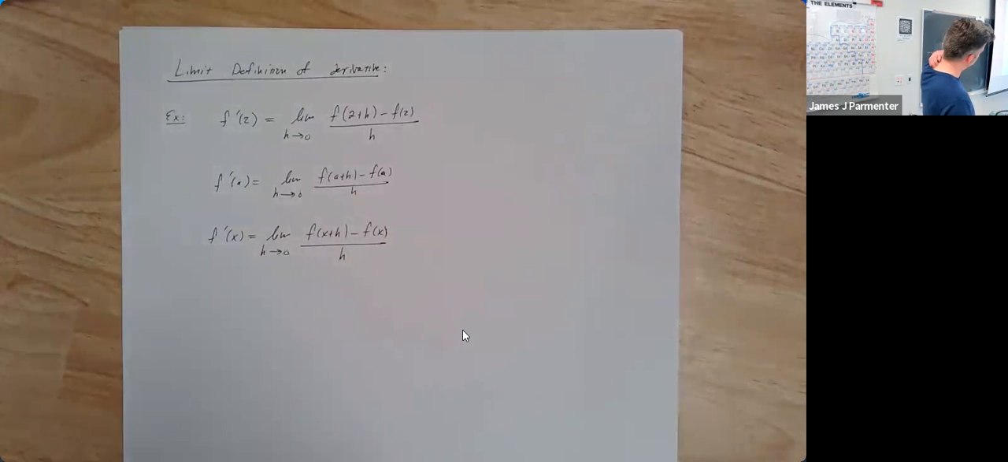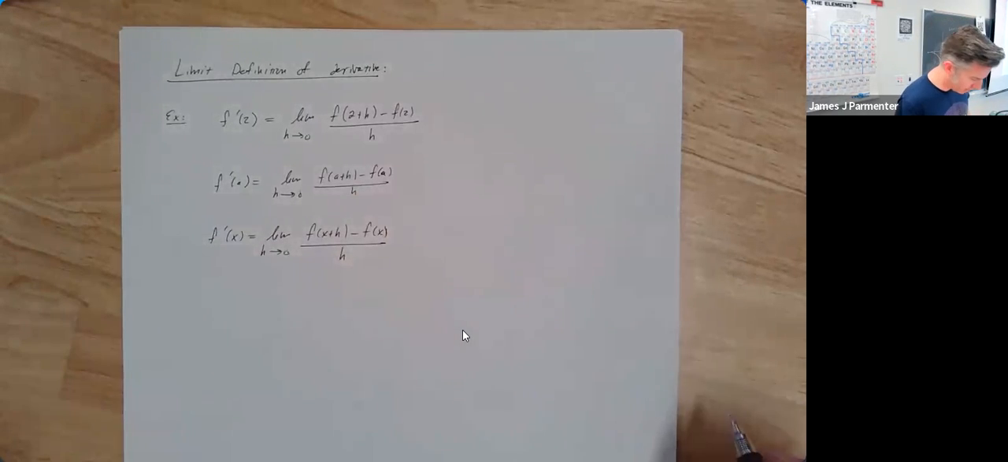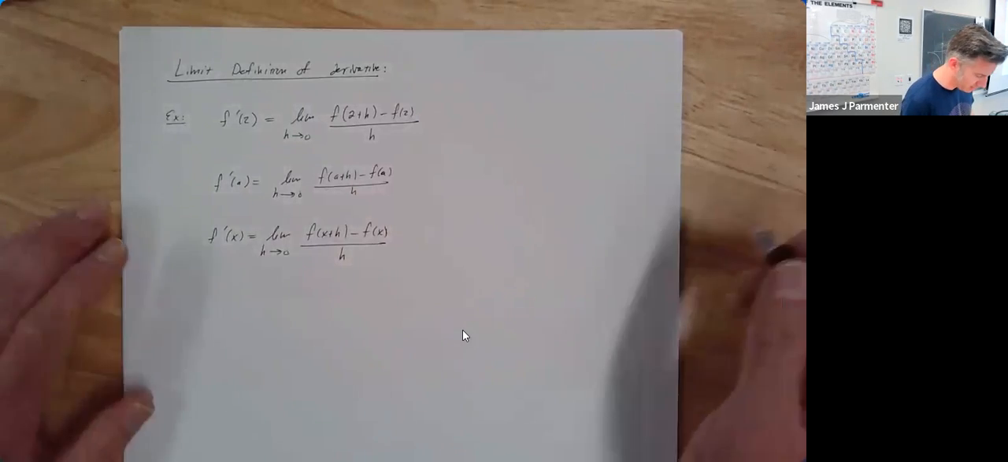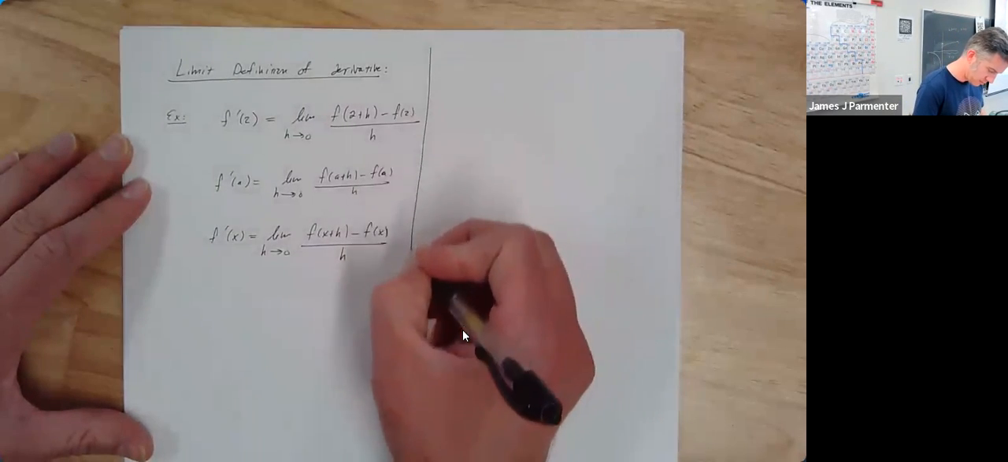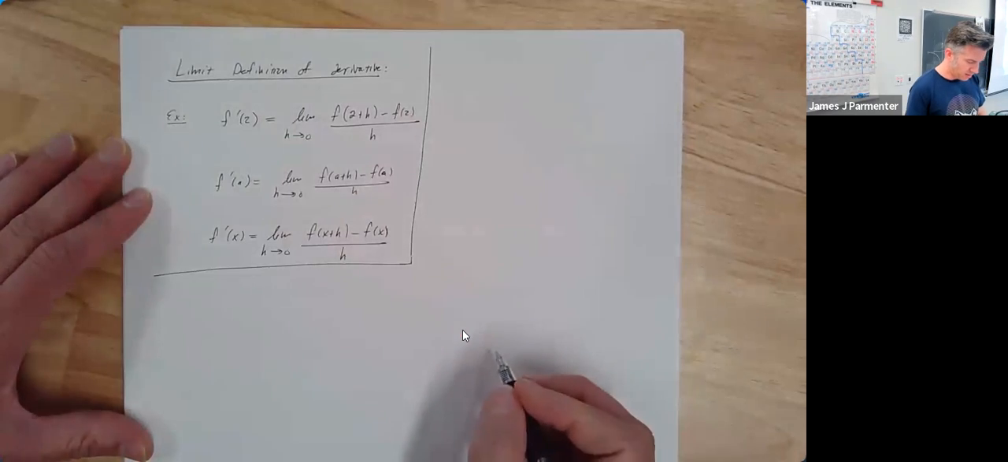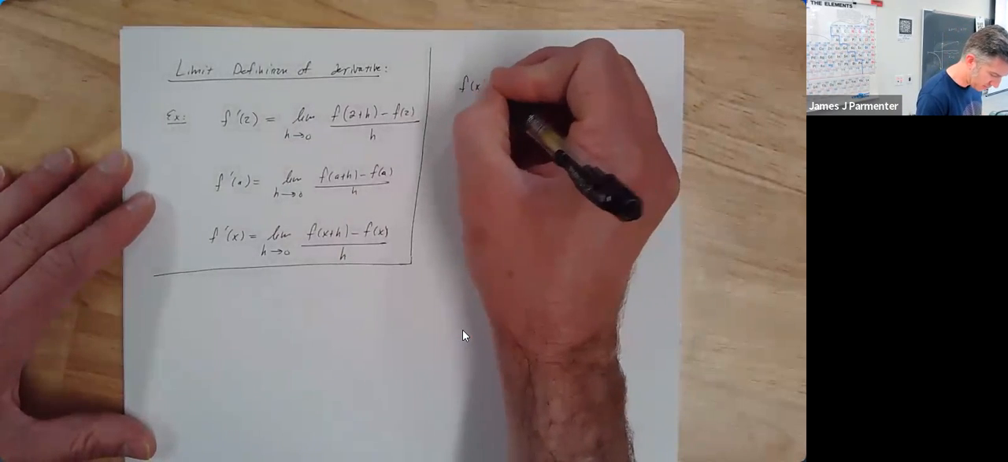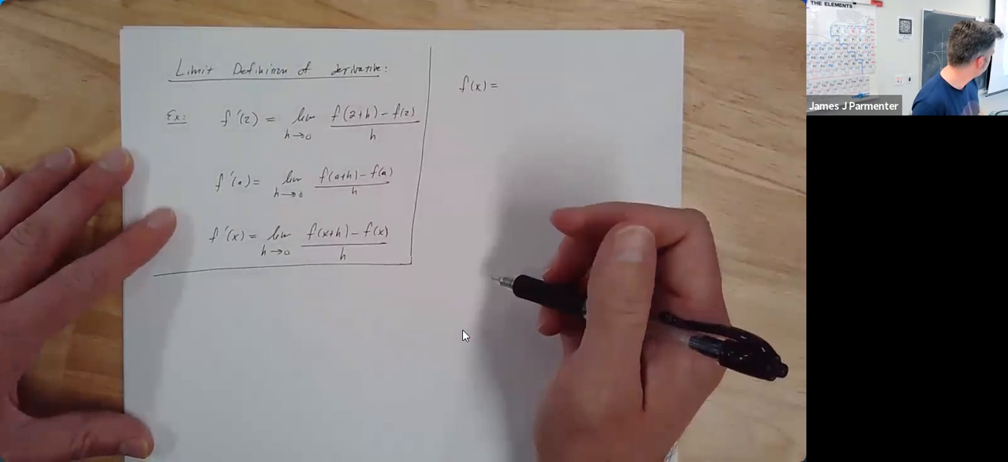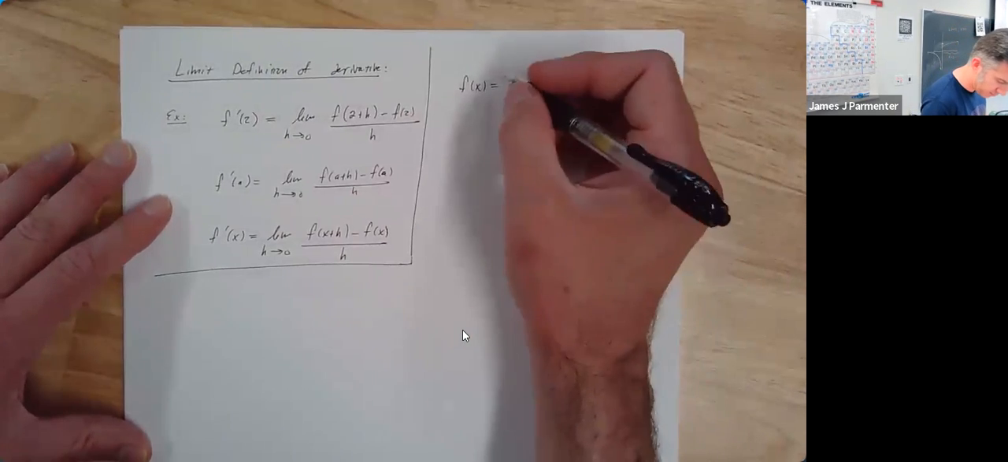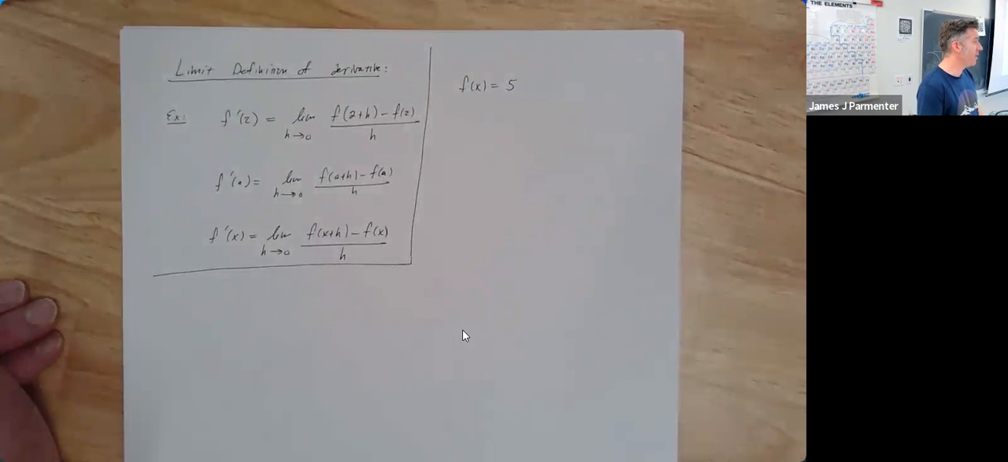So, how much time? Yeah, we got time. Okay. So we're going to work through this. So let's say, for example, we might as well just start there. Look at my function, f of x is 5. Not a very exciting function.